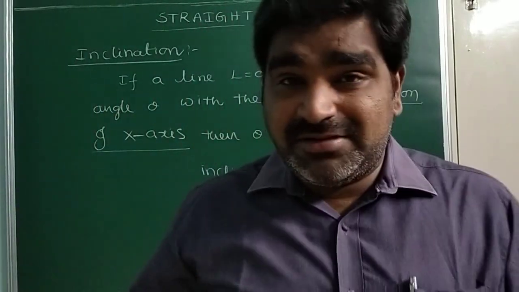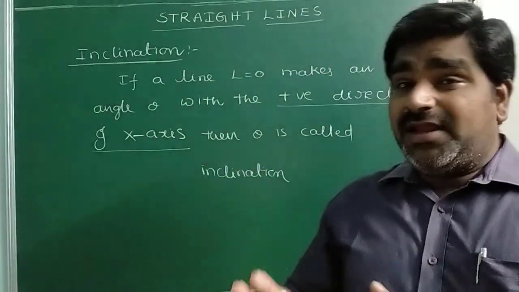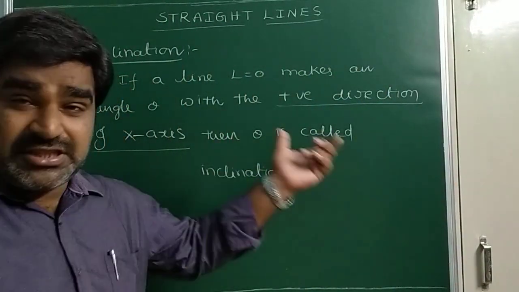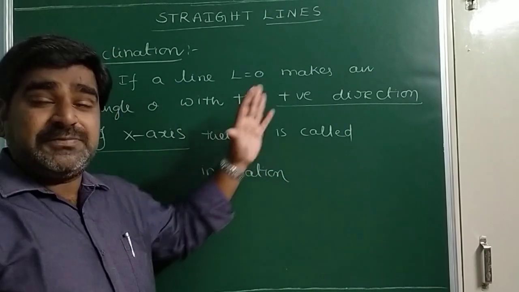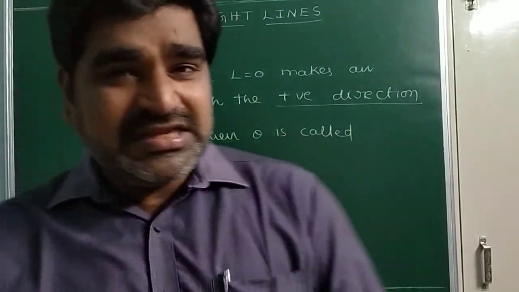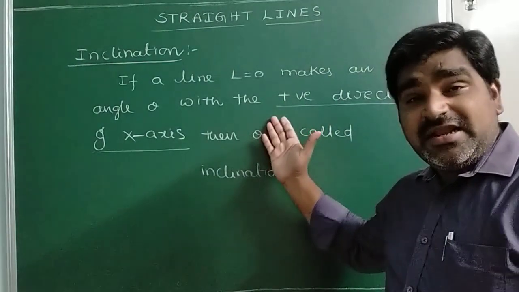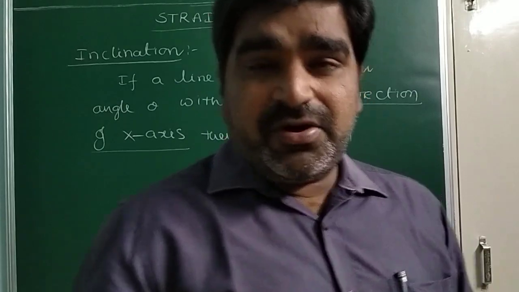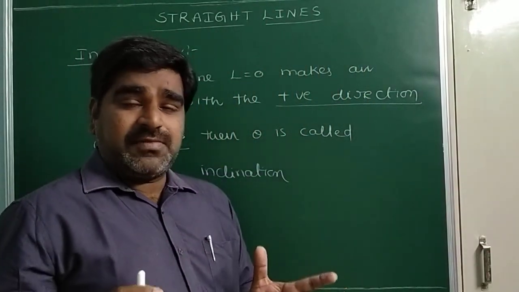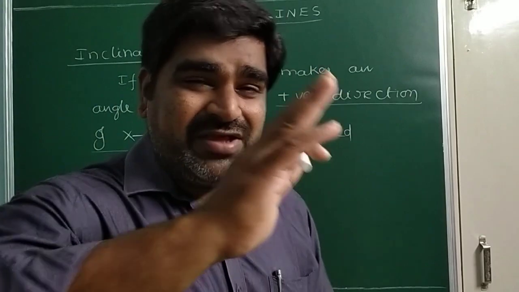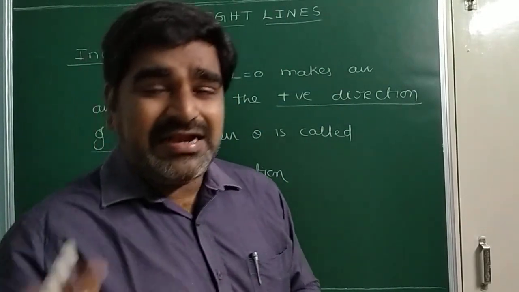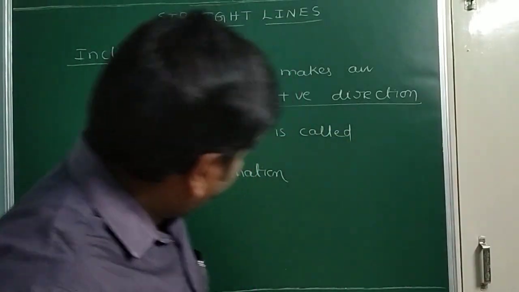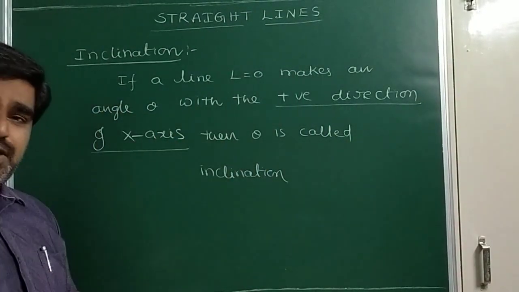Simply, inclination is nothing but an angle. Remember, every angle is not an inclination, but every inclination is an angle. But for this angle, there is a speciality: it is the angle made by the line with the positive direction of x-axis. Positive direction means anti-clockwise, or counter-clockwise, direction. Remember, so this is about inclination.